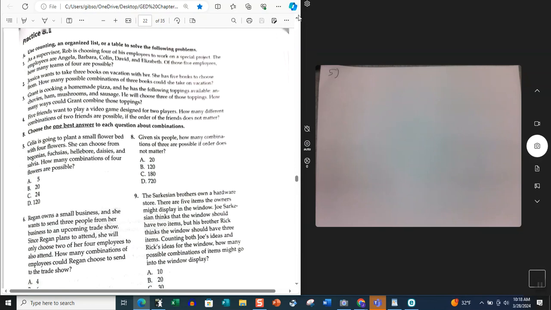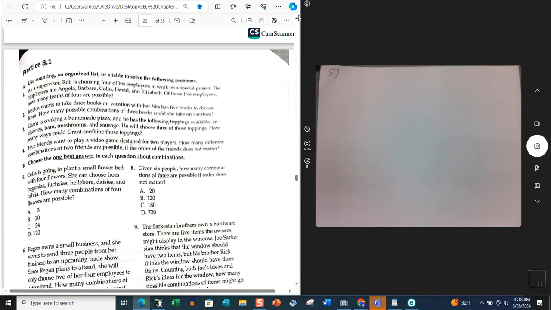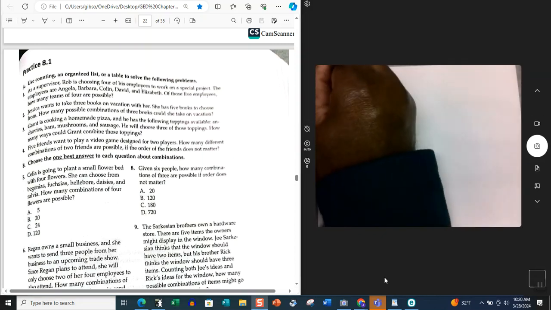Before, I went through the process of listing all the possible combinations, but there was actually a formula that you all could use that would make the combination a lot easier. So I want you to copy down this formula, and it's called the combination formula. So here is the formula.